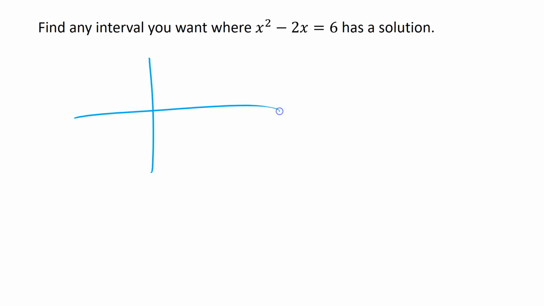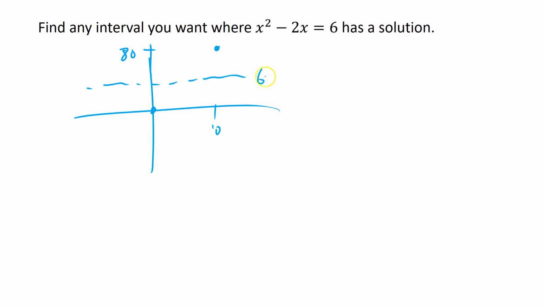Okay, so I'm going to kind of think about this graphically. So if I plug in 0, I get 0 minus 0, which is 0. So 0, 0. I'm trying to hit 6. So now what I have to do is I have to find a value that gives me a value above 6. Well, a big number would work. How about like 10? 10 squared is 100 minus 20, sure. At 10, I'm going to be up here at 80.